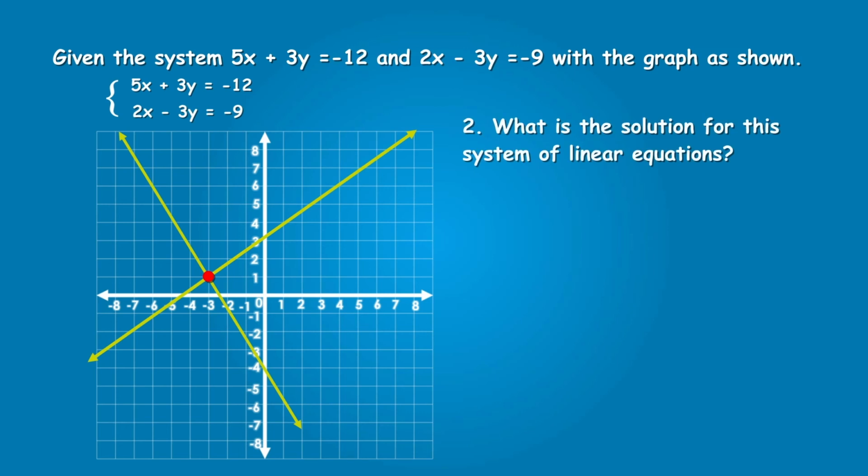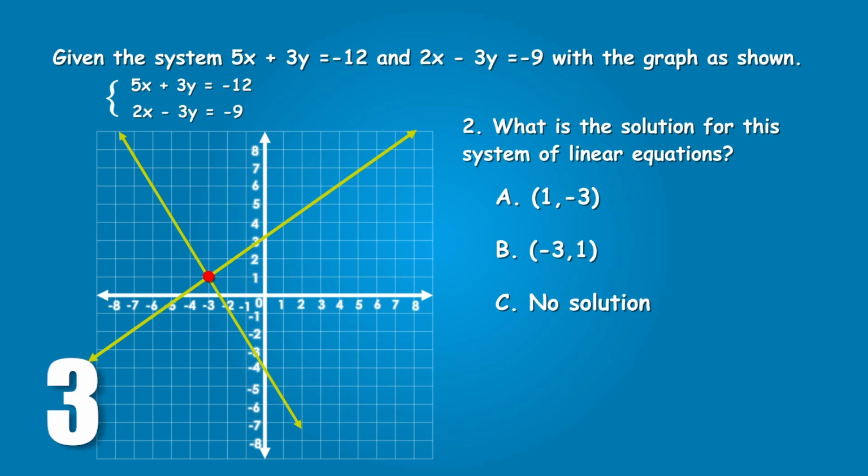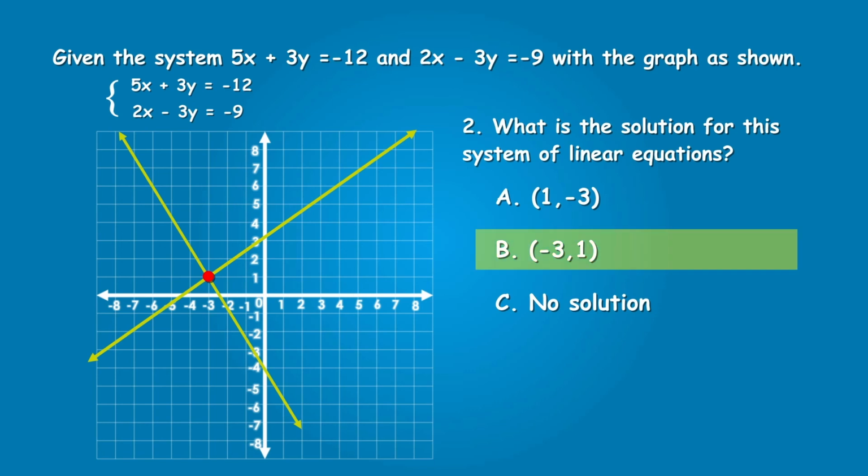Number 2, what is the solution for this system of linear equations? A, (1, -3). B, (-3, 1). Or C, no solution. Since the lines intersect at (-3, 1), then the solution to the system is letter B, (-3, 1).